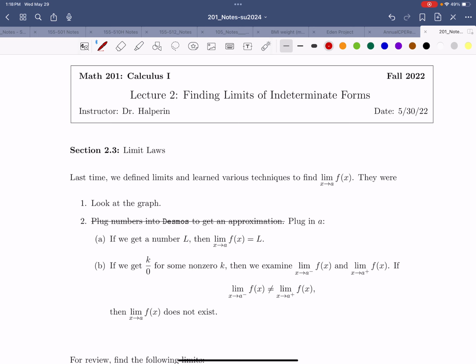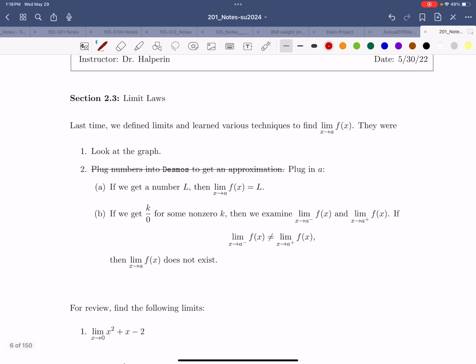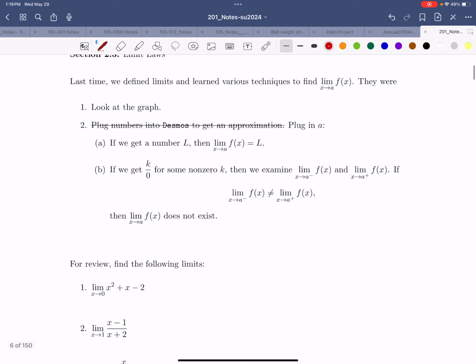Now, none of the techniques we learned were ideal, right? Using a graph is nice, but it doesn't really prove anything, and we're not always going to be given the graph of a function. Using a table also doesn't prove anything. It can be a little time consuming, and we're not allowed to use devices on quizzes or exams. So there's that. So instead, let's look at some more robust techniques.